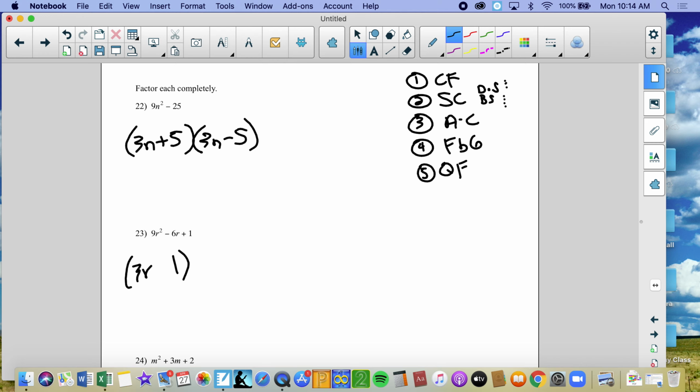3r times 1 is 3r. Double it gives me 6r. Good. And now we know that this is a binomial square, and this sign is always going to be the sign of the first. Okay. And we know that signs are the same. Both are negative. We also know that. So we get a binomial square, quantity of 3r minus 1.